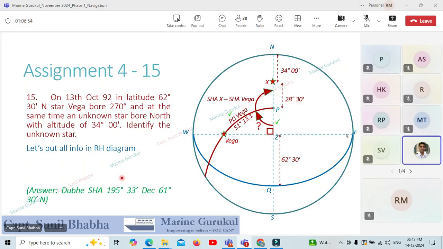So once we find the SHA and declination, SHA comes out to be 195.33 and declination comes out to be 61 degrees 30 minutes. We can go to the star information table on page 268, look for this SHA 195.33, match the declination, and we can identify the star as Dubhe. So this is how we solve this question. We used the same principle, put all the information in the rational horizon diagram, applied the spherical trigonometry, Napier's rule, and we were able to find out the SHA and declination of the star, identifying it.